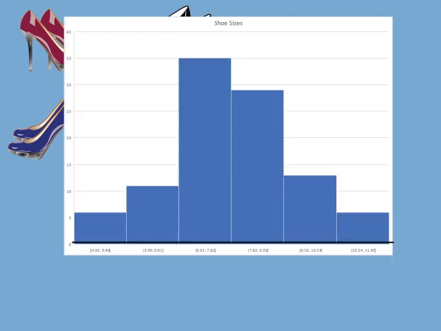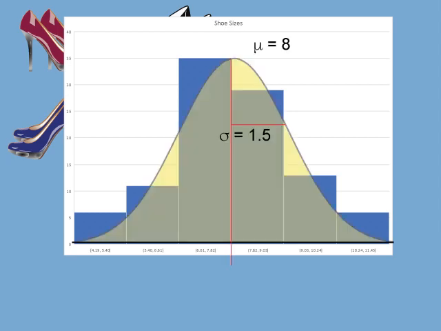You can see from the graph that it has the normal distribution shape. A normal distribution overlays the histogram here. We're told that the mean is 8 and the standard deviation is 1.5. For someone to be wearing shoe size 5 or smaller means someone whose shoe size is 2 standard deviations from the mean.